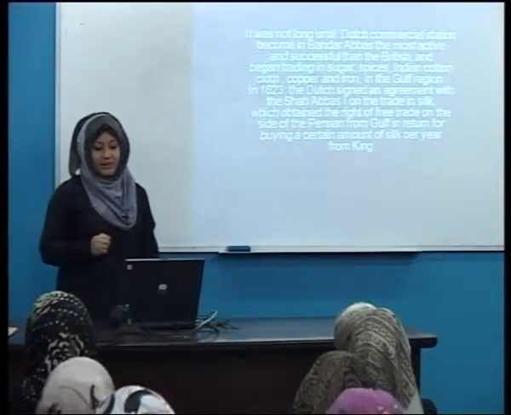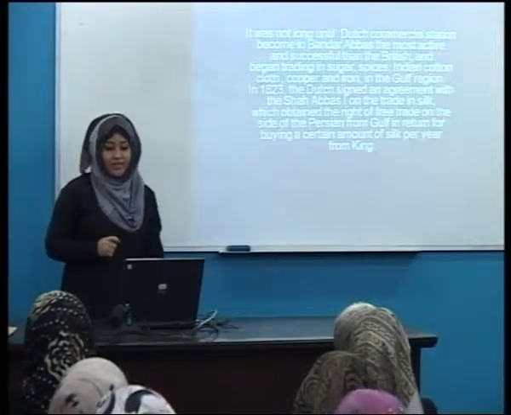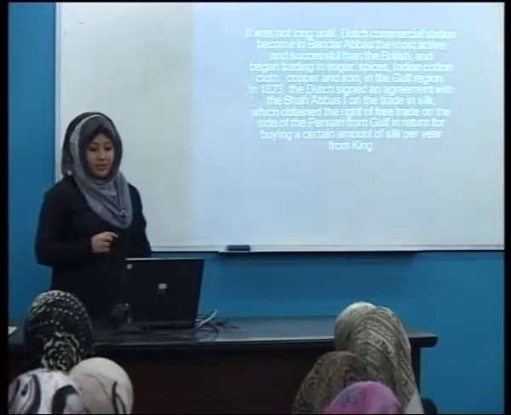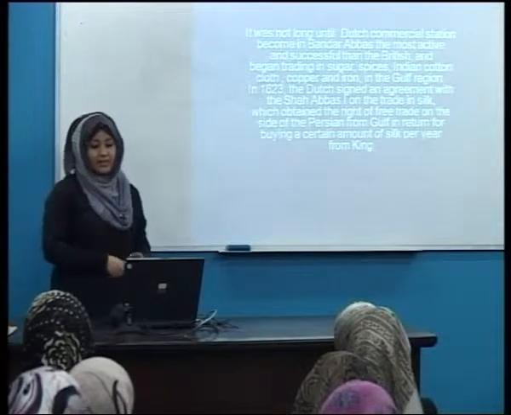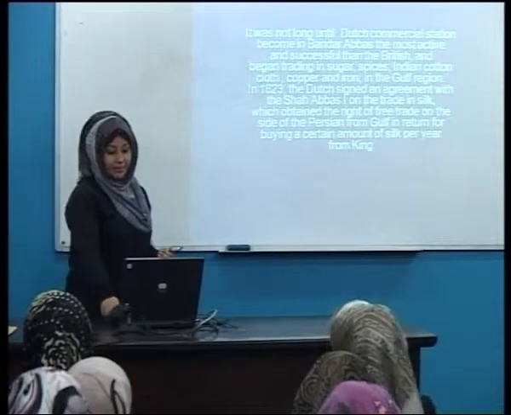And they began trading in sugar, spices, Indian cotton cloth, iron, and many other things in the Gulf region. The Dutch signed an agreement with Shah Abbas on the silk trade, which gave them the right of free trade on the Persian side of the Gulf, in return for buying a fixed amount of silk per year from the king.